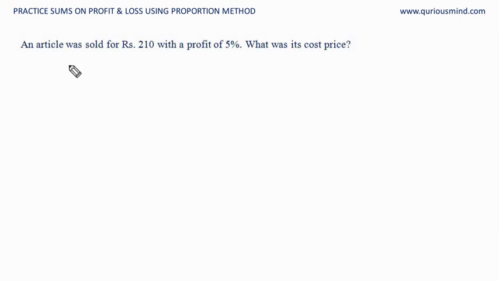So the givens are SP is rupees 210, percentage profit is 5%. Now we don't have CP here, we have SP and percentage profit. So we cannot use the known formulas. So we will follow the proportion method.